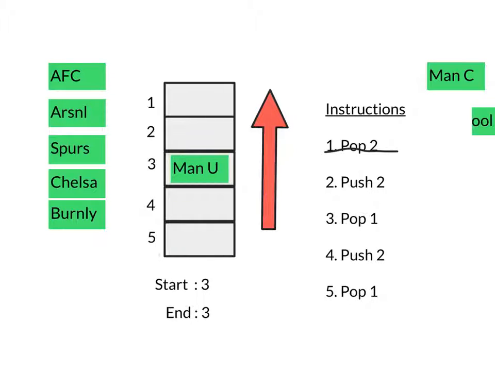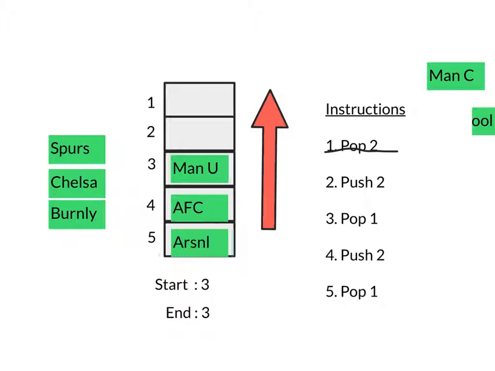Number 2, push 2 more teams in there. Okay, so we take AFC and Arsenal, and they will fit nicely in there. So now we have to amend the start and end position again. The start position has stayed the same, but the end position is now 5. So far, the data is all nicely organised, but there's no big difference to last time, is there? But that's where this program starts to get a bit clever.